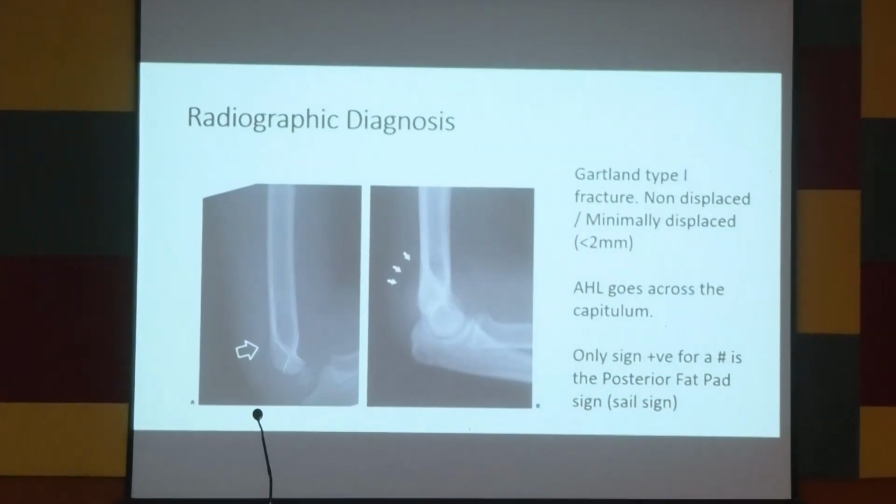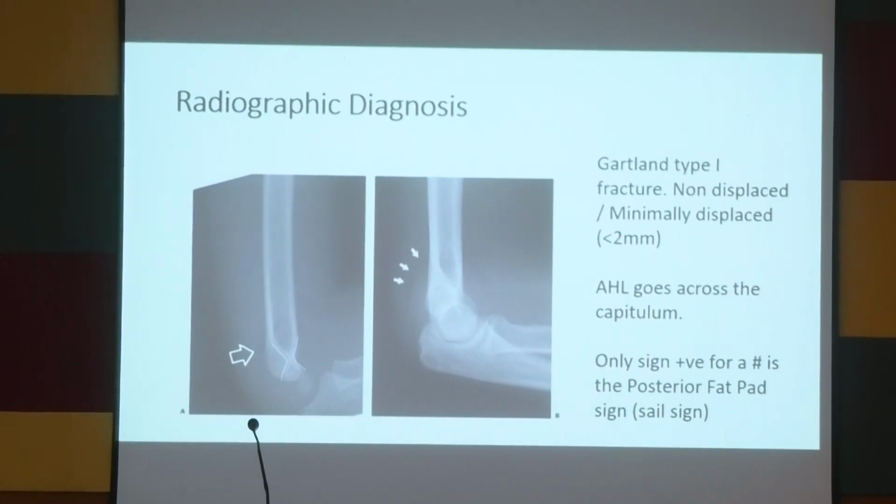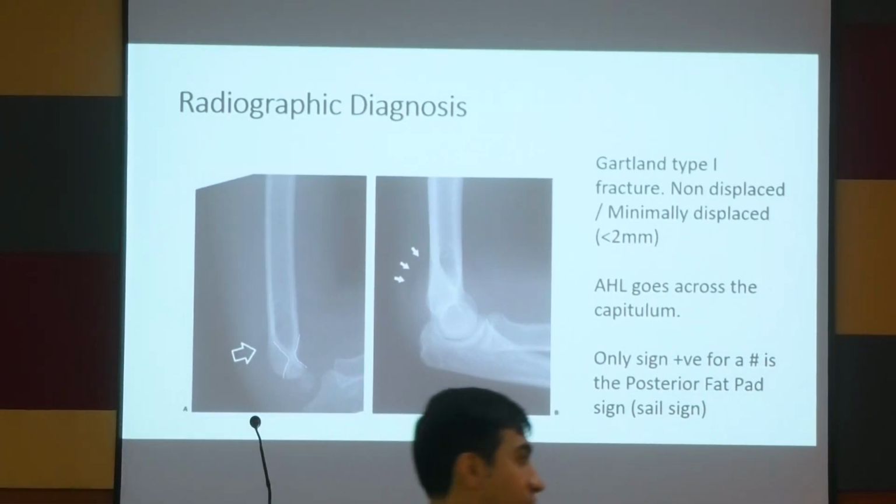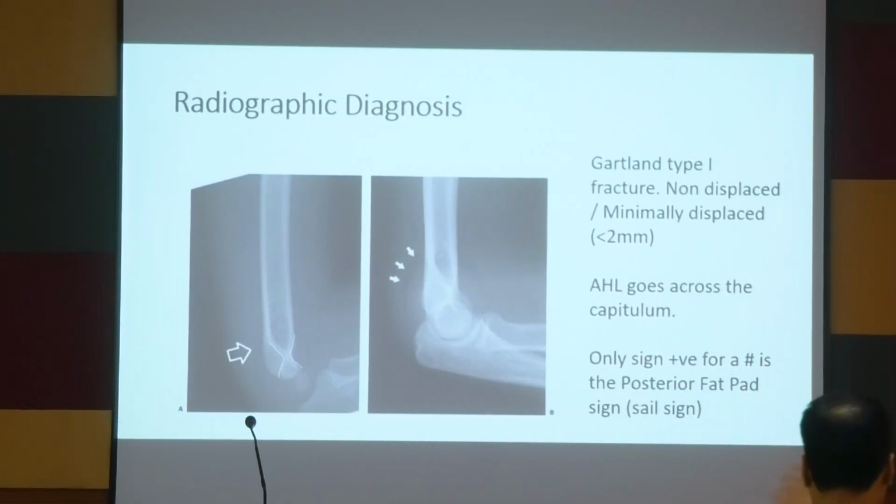Now coming to the types. What do the Gartland types actually look like? Gartland type 1. See, you cannot see anything. It doesn't look like anything, a normal looking X-ray. Both are lateral views, that is fine.